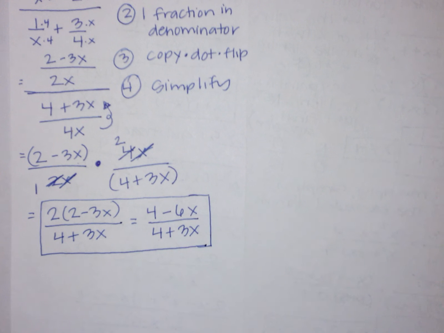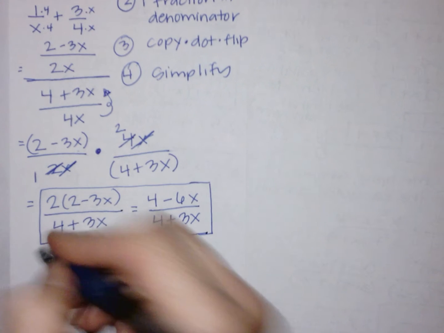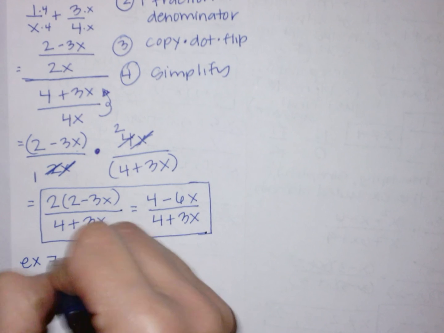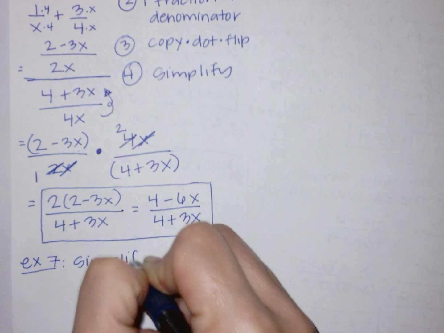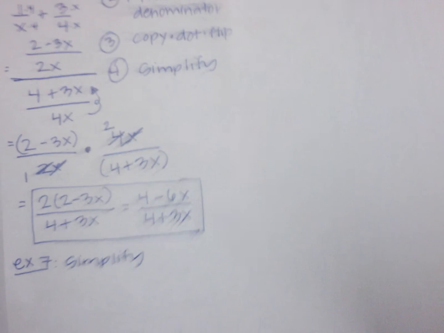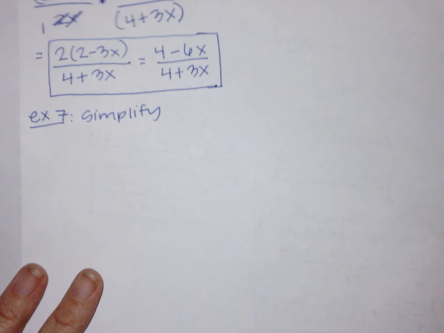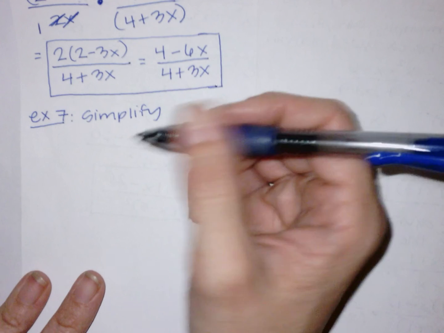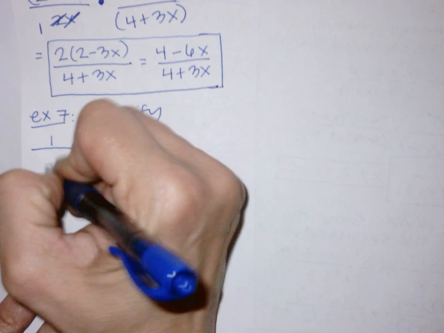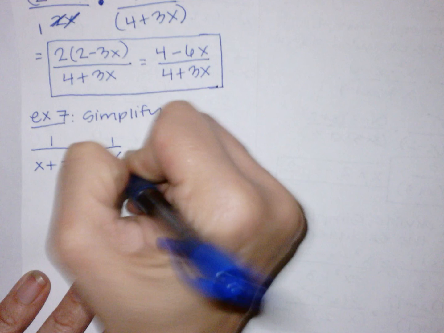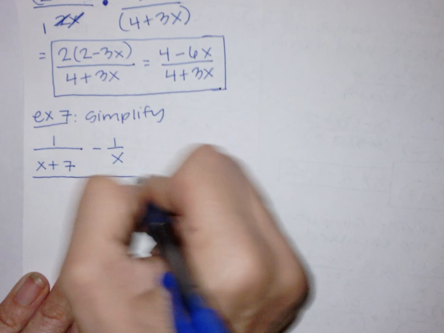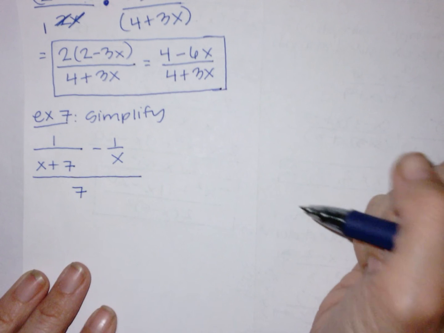So example 7 is going to be something pretty similar to that, just takes it up a little bit. I would definitely press pause and see if you can do example 7 on your own. But if not, that's okay because I will be showing that in the video. So this one right here is going to be 1 over x plus 7 minus 1 over x all over a big 7. So hints.